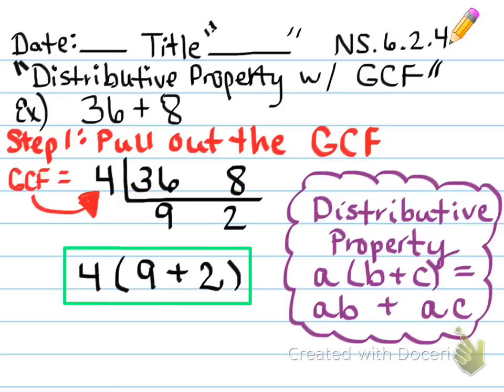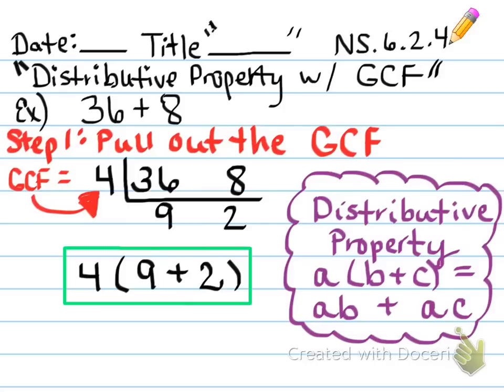Okay, working an example. We've got 36 plus 8. Your first step, pull out the greatest common factor of those two numbers. One way you could do that is to use the ladder strategy as shown here. You try to figure out what number you can easily divide evenly into both those numbers. Of course, you could use 2, but the greater number choice would be 4, and that saves you some steps.